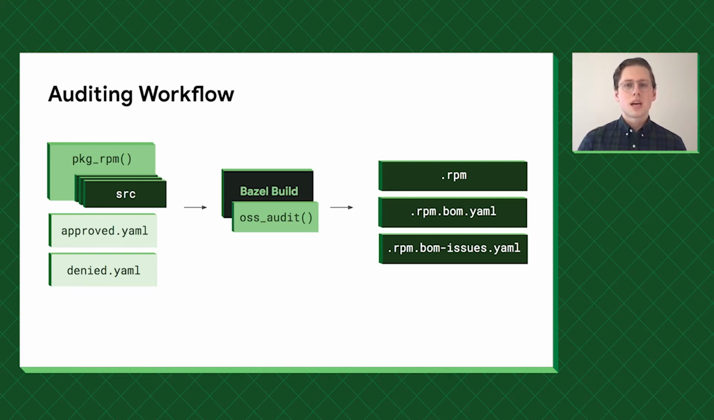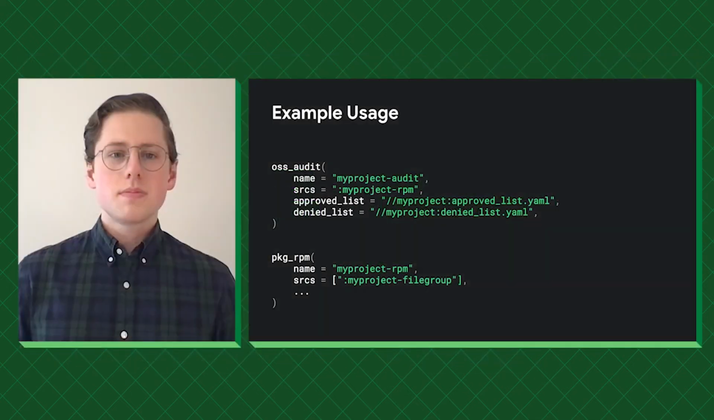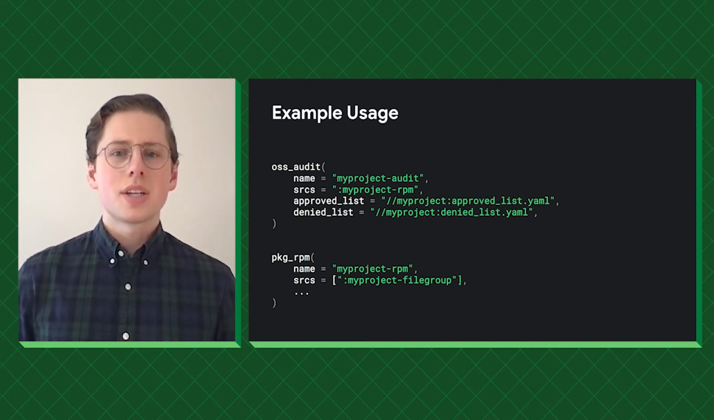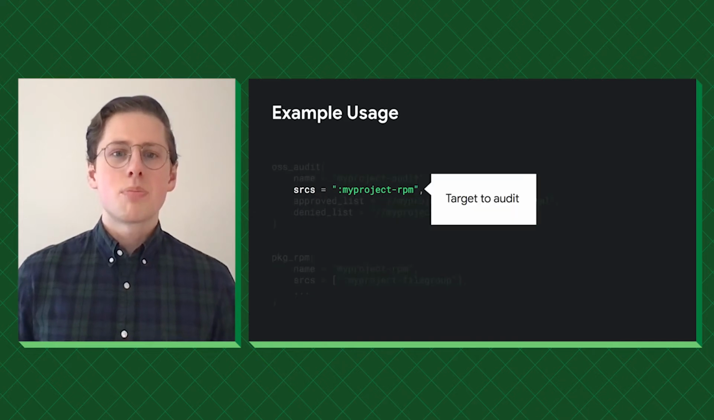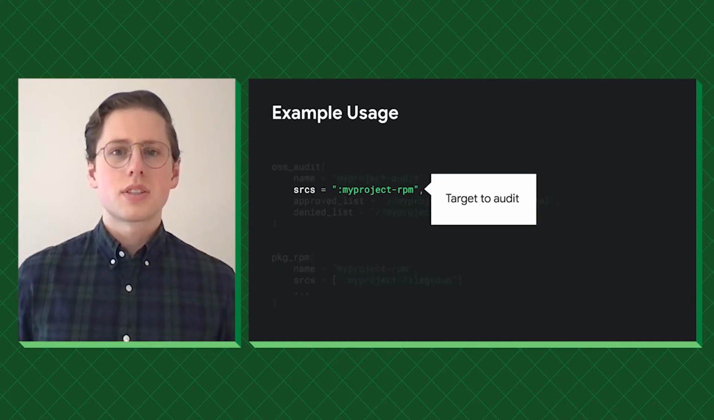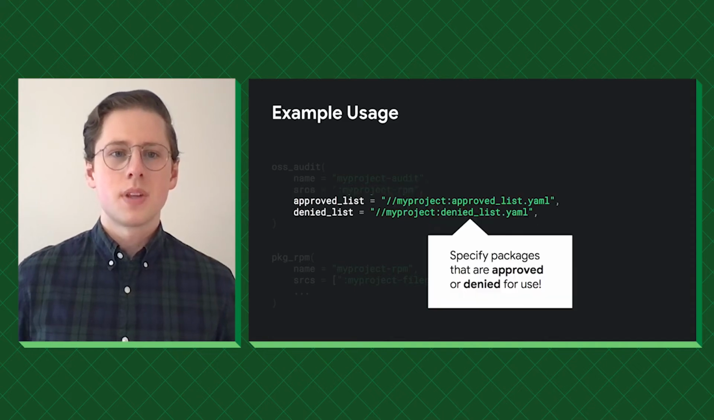Now let's look at how this happens in action. This is how the OSS audit rule can be added to a build file to audit an RPM. In this example code, you can see that package RPM rule below, creating the RPM, and the OSS audit rule above, auditing the RPM. This solution can audit RPMs, TARs, and other build targets, such as Java binaries.